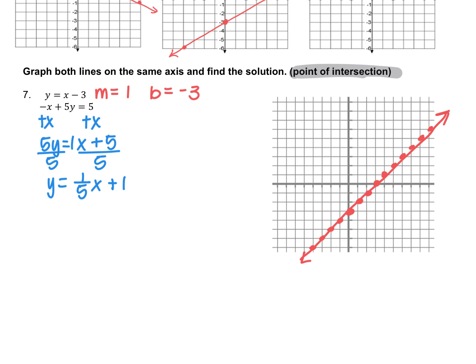And so my slope is what? 1 over 5. Good. And my y-intercept is 1. So I go up 1. There's my y-intercept. And then I go up 1, right 5. Okay, I can't go that way. Down 1, 1, 2, 3, 4, 5. Do we feel comfortable going both ways with our slope? So if we need a point on the other side, instead of going up and right, we go down and left.